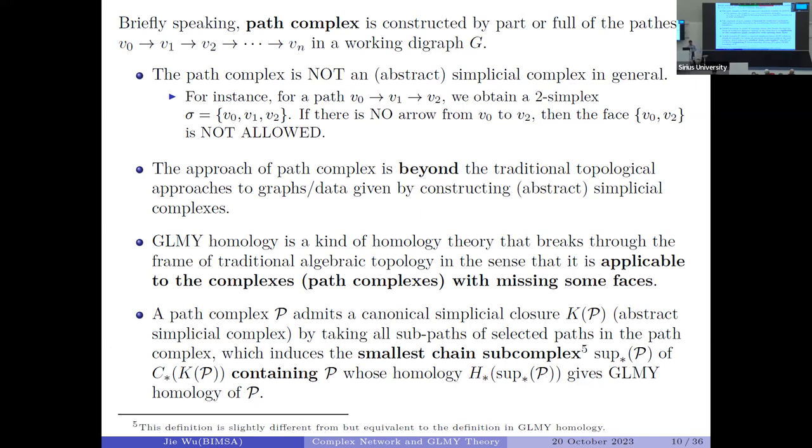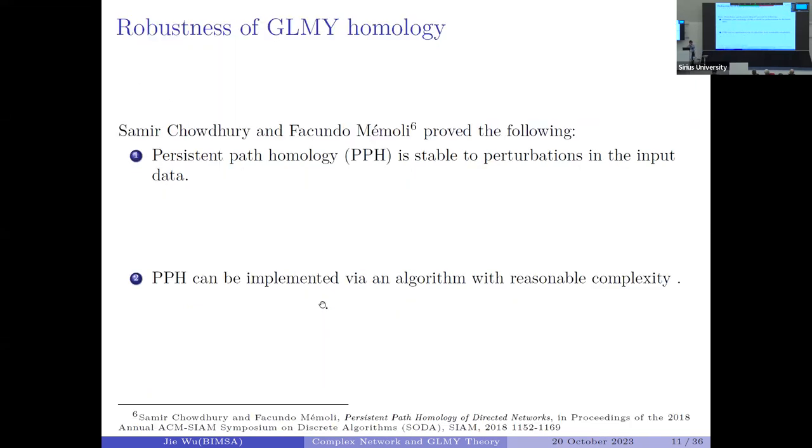Well, this is explained using the hypergraph language, but in the original paper the definition is slightly different. However, they do produce exactly the same homology that I explained, okay. So let's try to explain a little bit here, okay.